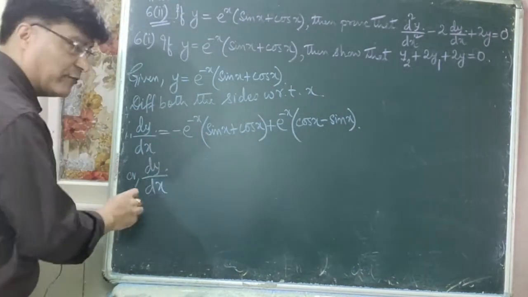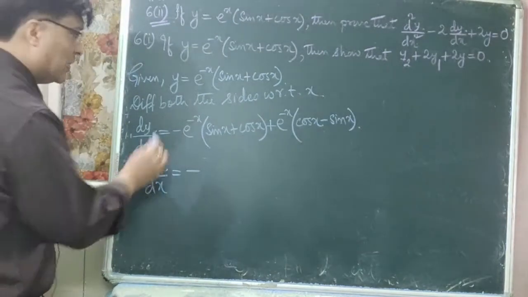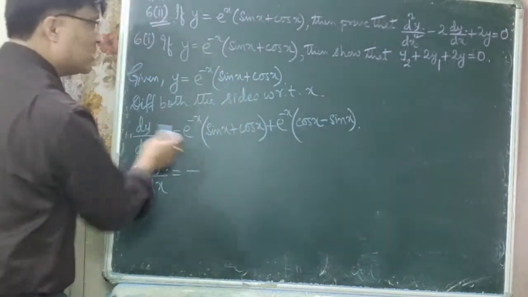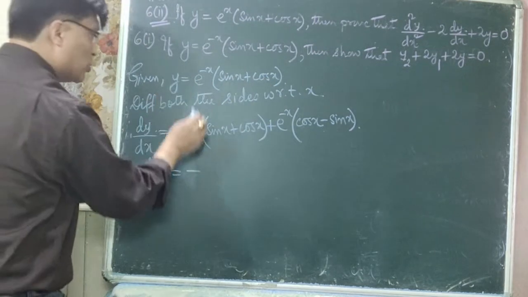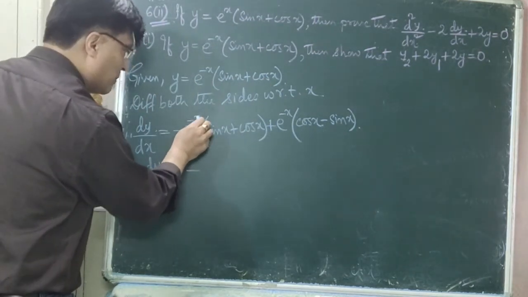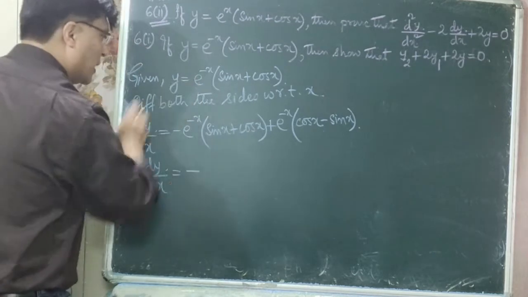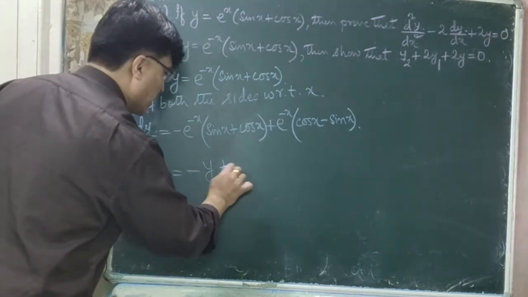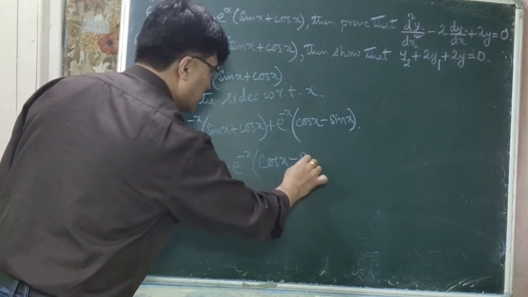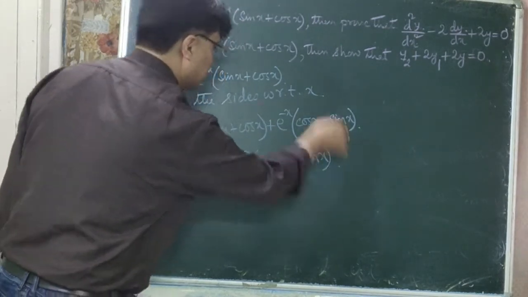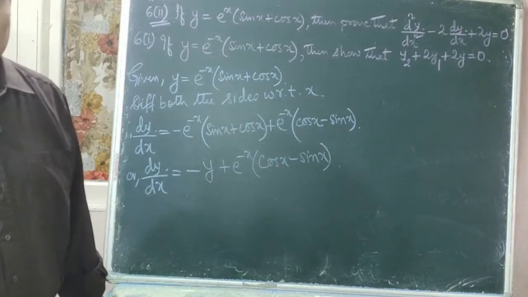So now in this case we have dy by dx. Again you can simplify it further, is equal to minus. Actually what is this value from given? It is y, isn't it? That is e to the power minus x, sin x plus cos x is y. So we can write instead of e to the power minus x, sin x plus cos x as y. So it is minus y plus e to the power minus x and within bracket cos x minus sin x. Is that clear to all of you?